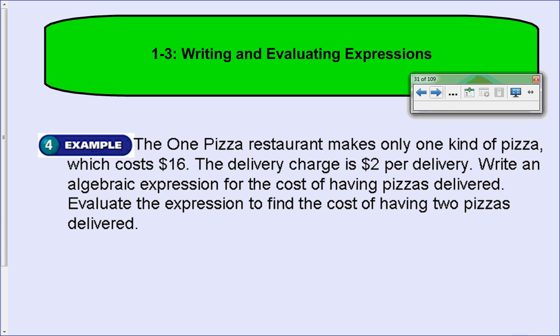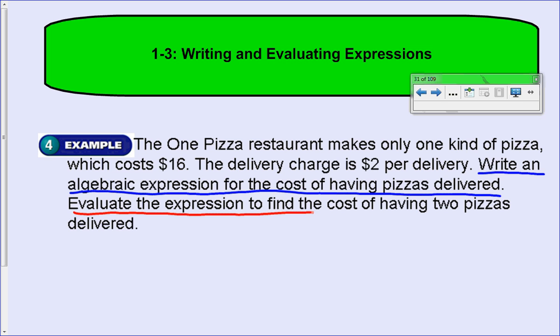All right, here is number 4 now. It's another word problem. The one pizza restaurant makes only one kind of pizza, which costs $16. The delivery charge is $2 per pizza. Write an algebraic expression for the cost of having pizzas delivered. That's the first step. Because really, if you read this through, there are 2 jobs you need to do. First, write an algebraic expression, and then 2, it says evaluate the expression to find the cost of having 2 pizzas delivered. Now, some of you might want to just solve and say, oh, this would be the cost. But you're missing part of it. They want an algebraic expression. So I'm going to help talk you through this one, and we'll go from there.